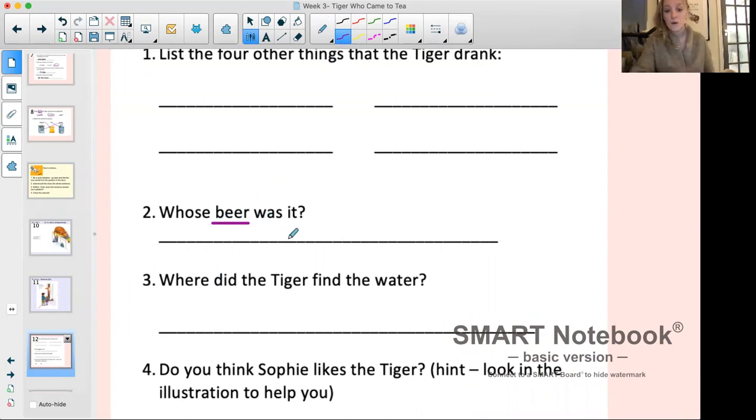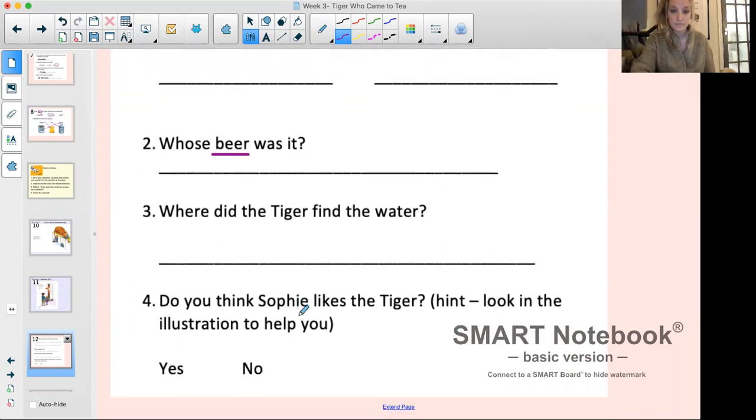Number 3, where did the tiger find the water? Where in the kitchen did he find the water? Water, again, is a really good clue word for you to look for. Number 4, do you think Sophie likes the tiger? So you get to choose this one. What do you think? Do you think she likes the tiger? And here's a hint. Look at the picture to help you decide if you think she likes him or not. So that's going to be a yes or a no.